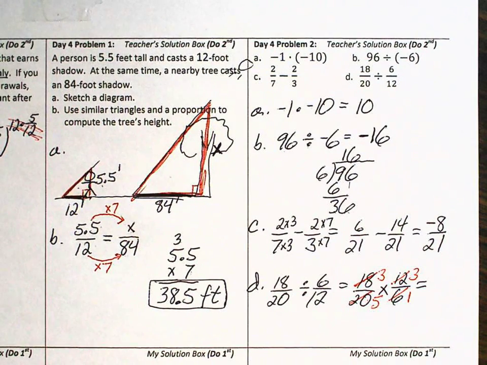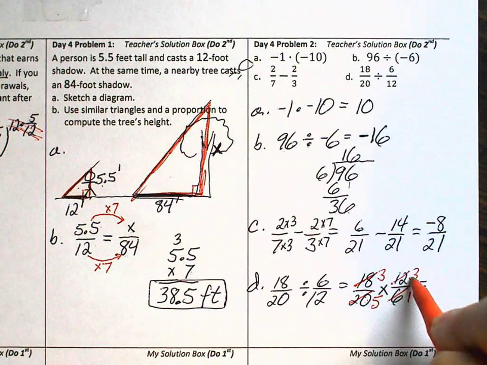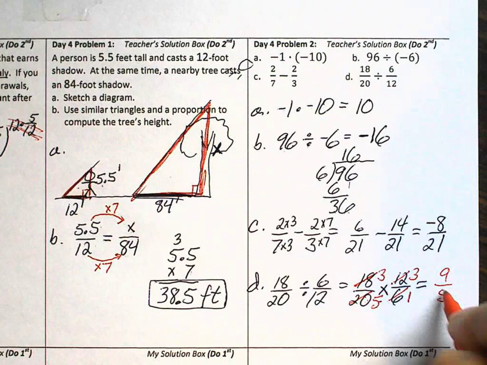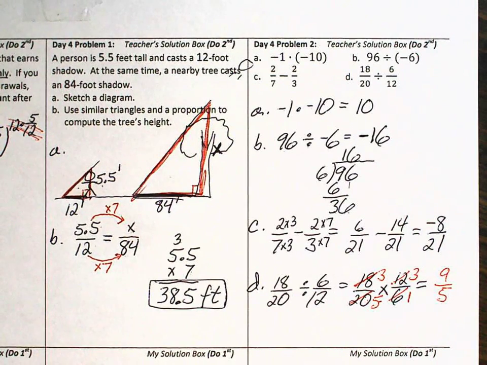This reducing ahead of time is going to make getting the final answer a lot easier. 3 times 3 is 9. 5 times 1 is 5. Final answer, 9/5.